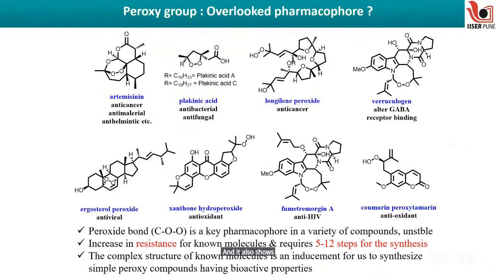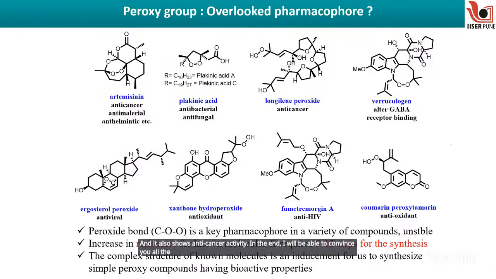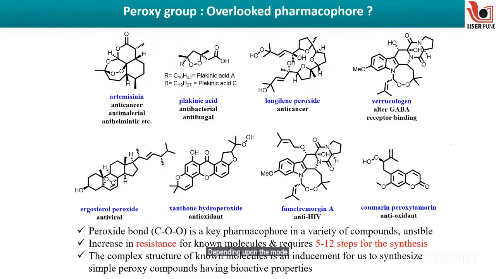In the end, I will be able to convince you that all the anti-cancer compounds are anti-malarial, and all the anti-malarial compounds are anti-cancer, depending upon the mode of targeting the cancerous or unhealthy cells. For the discovery of artemisinin, Youyou Tu was awarded the Nobel Prize.